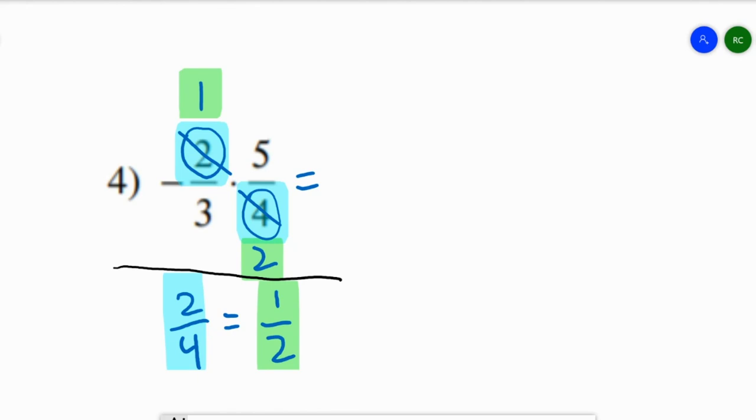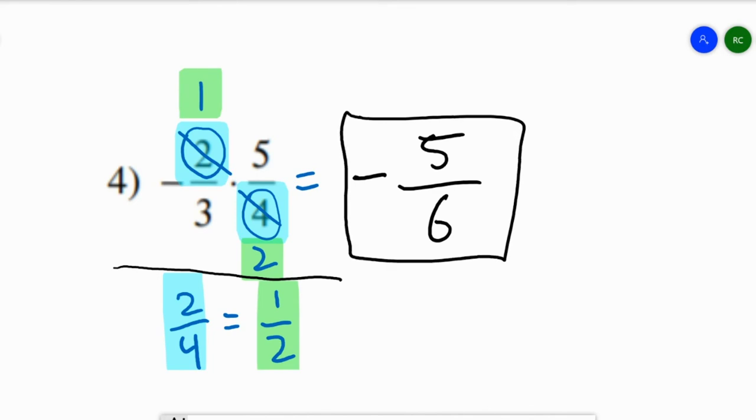So let's see. We have a negative times a positive, so we get a negative. The top of the fraction is 1 times 5 is 5. And the bottom of the fraction is 3 times 2 is 6. Our answer for number 4 is negative 5 over 6.